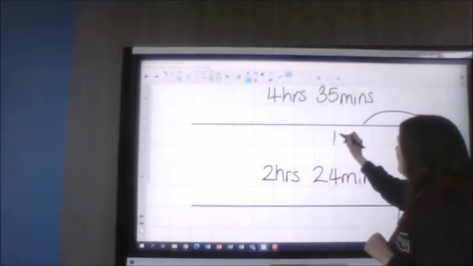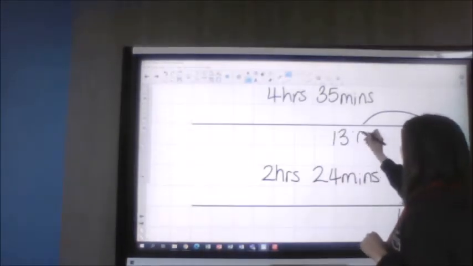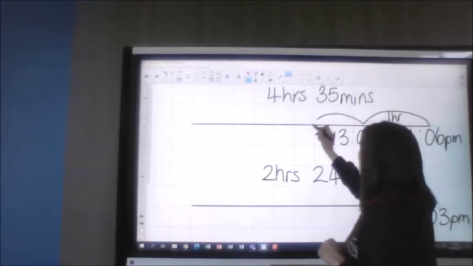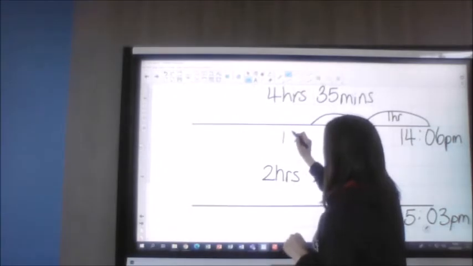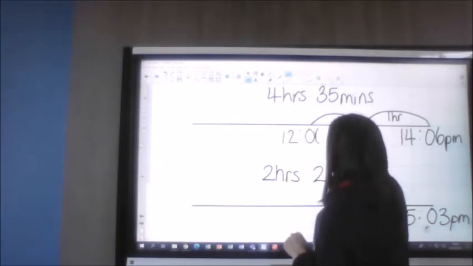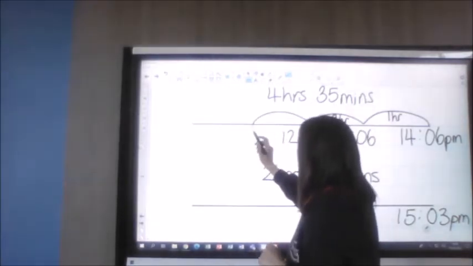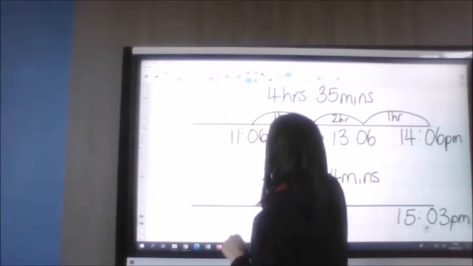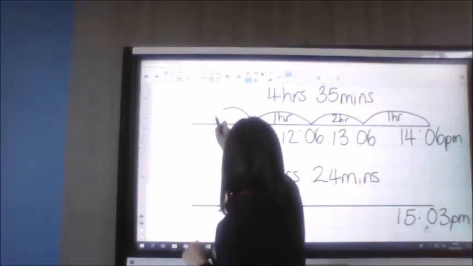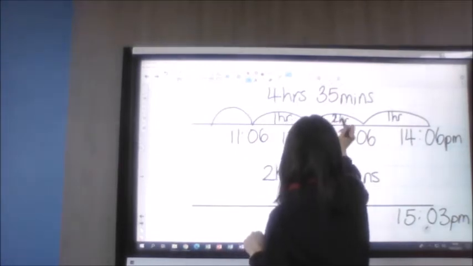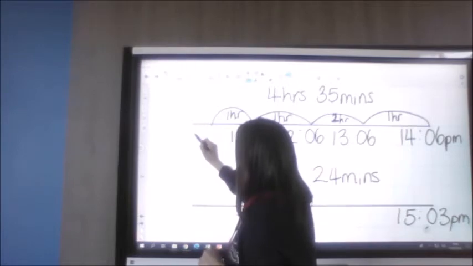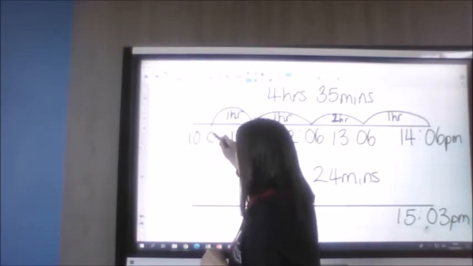So 14 will become 13:06. So that's 1 hour. Okay, another hour. So that would be 12:06. That's 2 hours. And then another hour. That would be 11:06. So I'm counting back in ones. And then another hour. I'll change that to 10:06. I've done 1, 2, 3, 4 hours to 10:06.